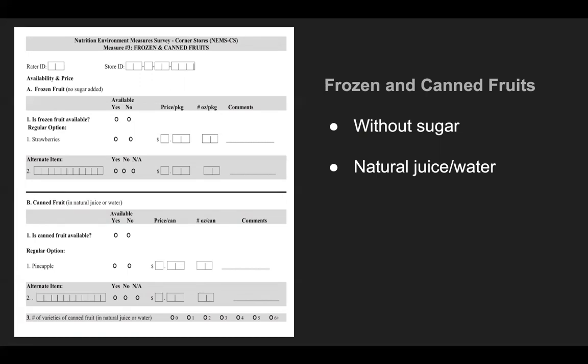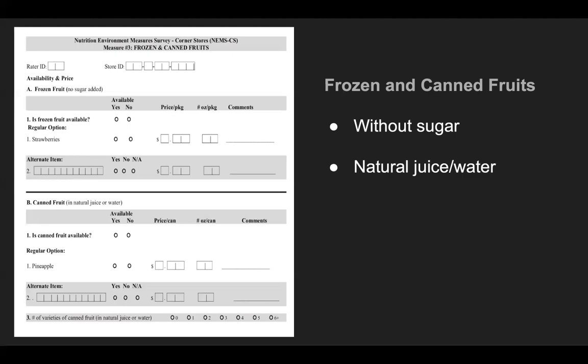And as you'll see here for the frozen fruit, there is no spot to put number of varieties like we did for the frozen vegetables, but I would like y'all to put the number of varieties. So in the comment section, if you could just write down how many varieties of frozen fruit there were, I would really appreciate that. And then for canned fruit, you'll notice that it says in natural juice or water. And I will explain on the next slide what that means, but it's pretty straightforward. You're going to find pineapple. Most stores have pineapple, and then you're going to put one alternate item, and then you'll put the number of varieties of canned fruit.